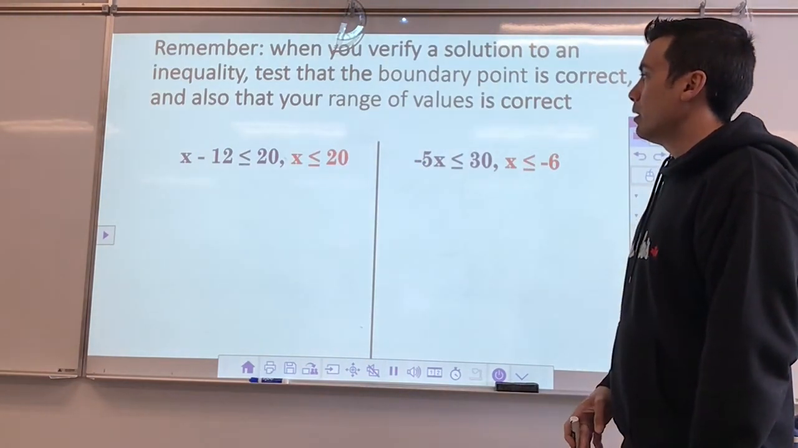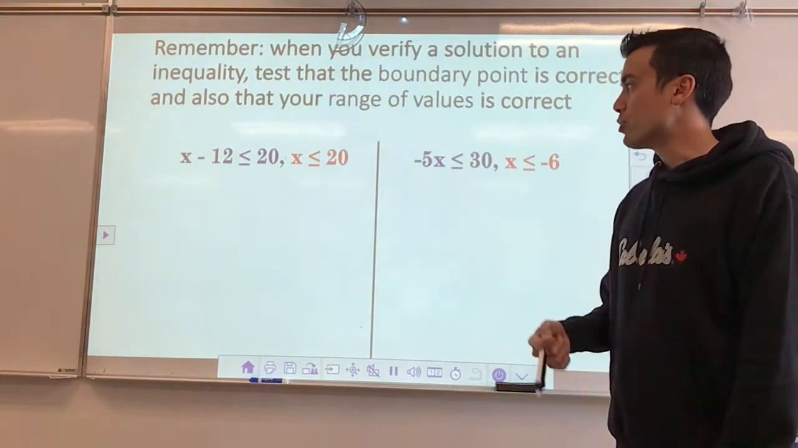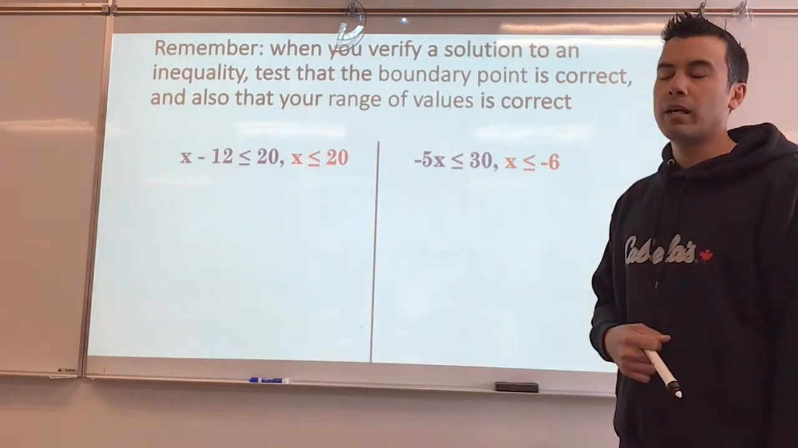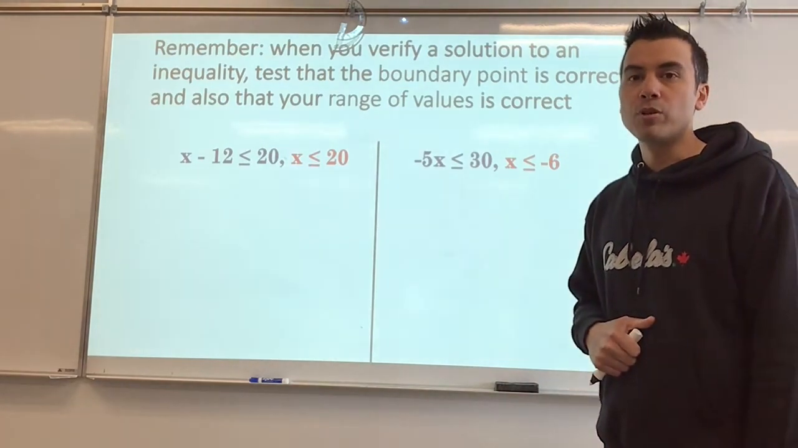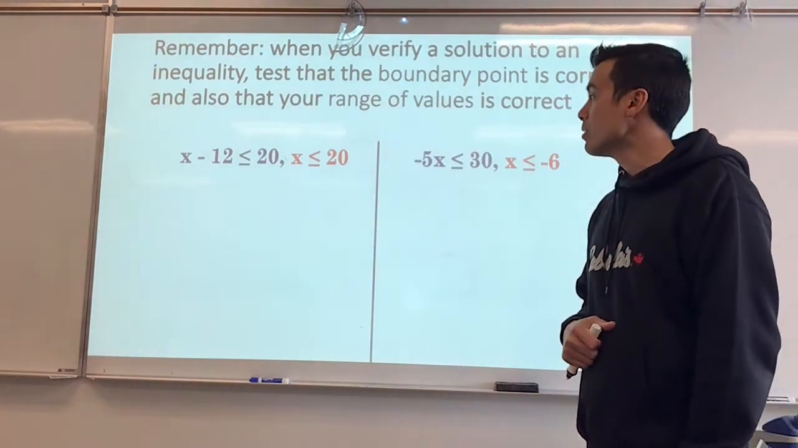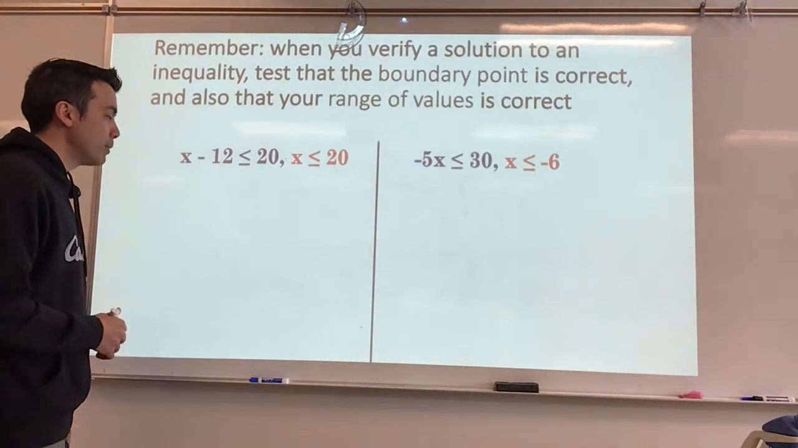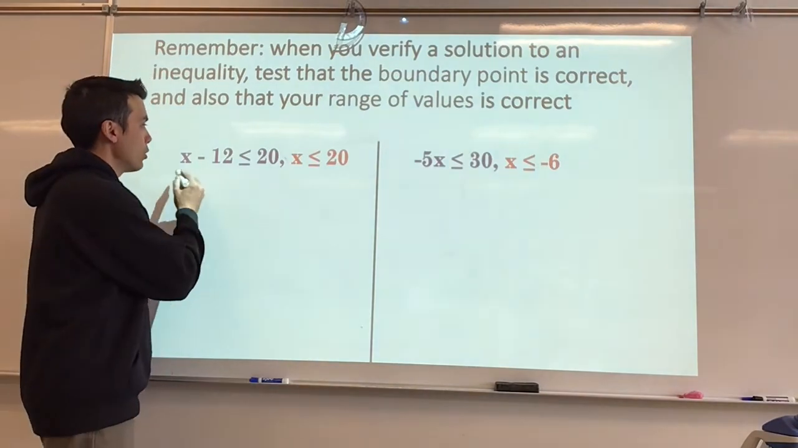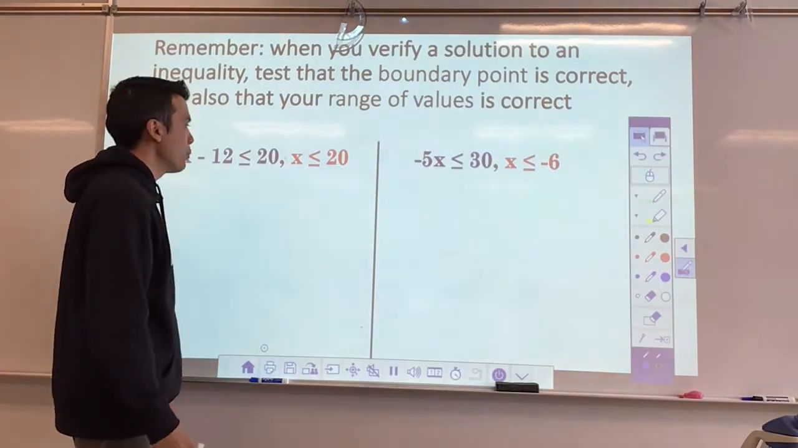Okay, so like we talked about at the beginning, we're going to have to do some checks. Step 1, I want to make sure that the boundary point is correct. Step 2, I'm going to check the range of values. In some of our questions, we're going to be asked to verify some solutions. So here's my original inequality, and here was a solution that somebody came up with.